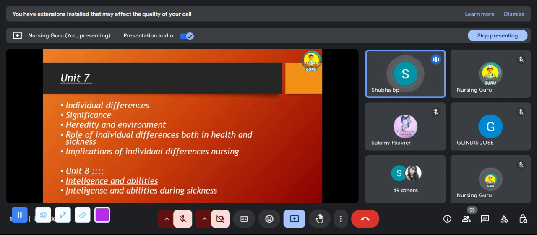In unit 7, the heredity and environment topic is very much important. They may ask a long essay question regarding heredity and environment. There are some theories also in heredity and environment. These five theories are also very much important. So while you are preparing for your exams, in the heredity and environment topic you should focus on the theories also. Among those five theories, one theory can be asked in your exams.